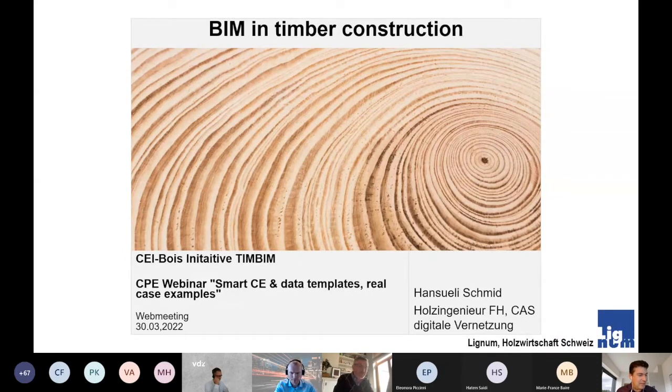I'm very glad to present you what we're doing from the wood industry side. My name is Hansueli Schmid. I work for Lignum, that's the Swiss Wood Association. And we are also part of CEI BOIS. This is the European Wood Industry Association.